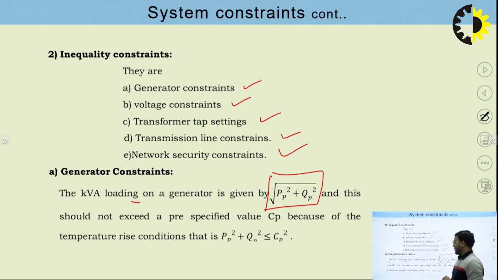It is given by this one, and this should not exceed a pre-specified limit value which is Cp, because of the temperature rise condition. That is, PP square plus QP square must be less than or equal to Cp square. This is the pre-specified condition, so that the threshold value of this particular quantity is less than or equal to Cp square only. This is how the generator constraint affects the operation of the generator.